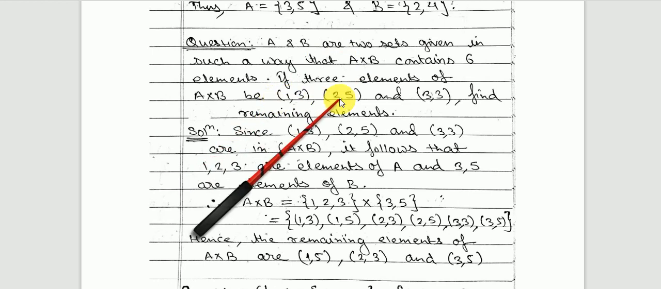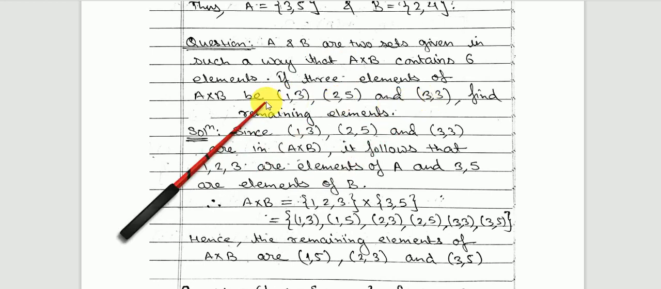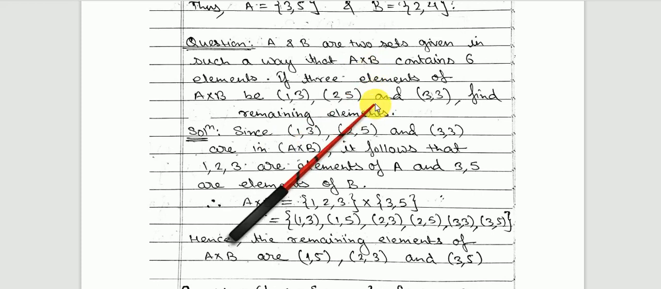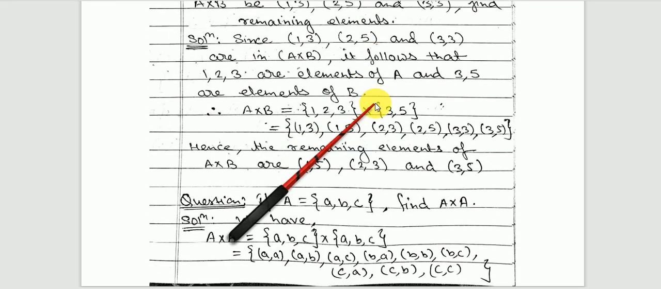So the first components, 1, 2 and 3, are the elements of A, and 3 and 5 are elements of B. So you got your sets A and B, and set A has 3 elements and set B has 2 elements, so 3 into 2 is 6. Now we have sets A and B, we can find the Cartesian product, and from there we can write down the remaining elements.